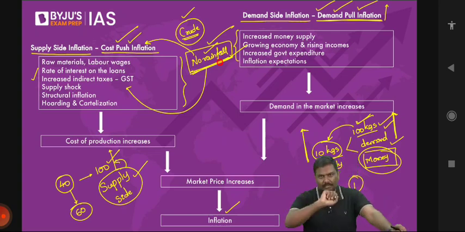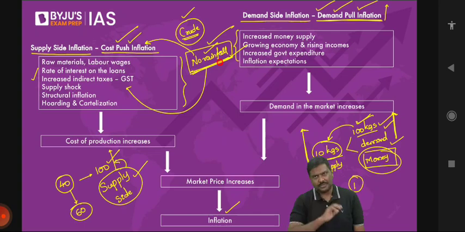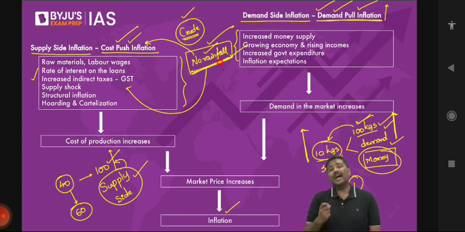Let me ask you a very simple third example. Imagine all the people in India get jobs. I hope you understand. And when all of us get jobs, what will happen to the incomes? Incomes will increase. Now, when the incomes increase, is it a supply side or a demand side? Right? It is a demand side.